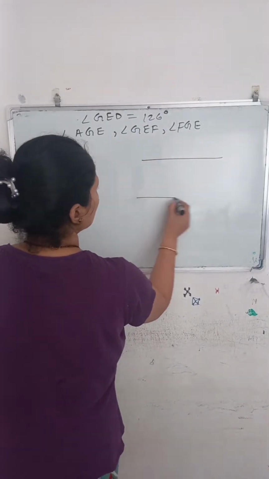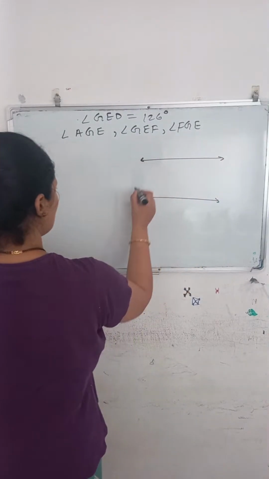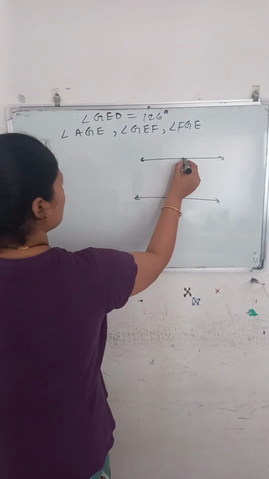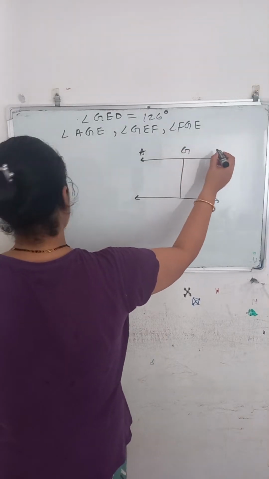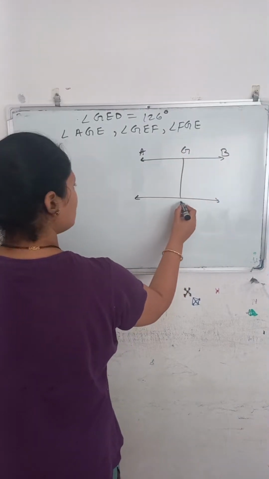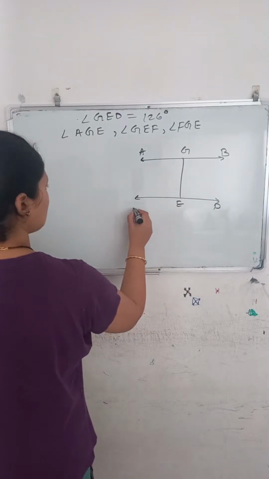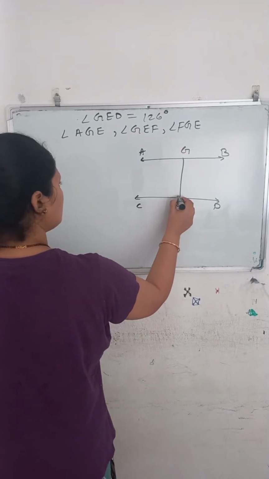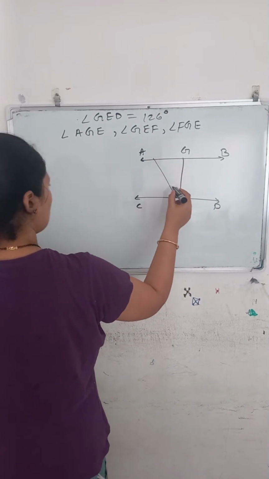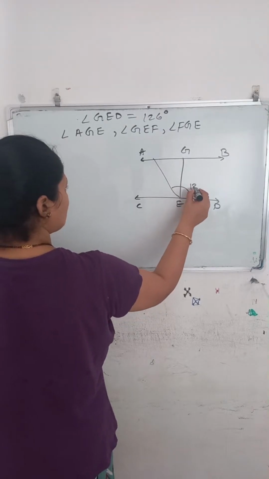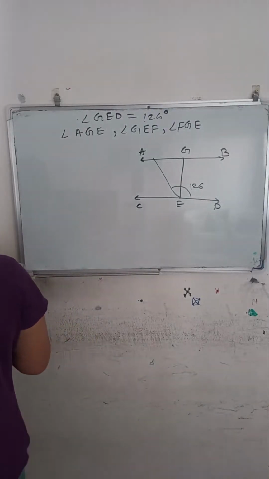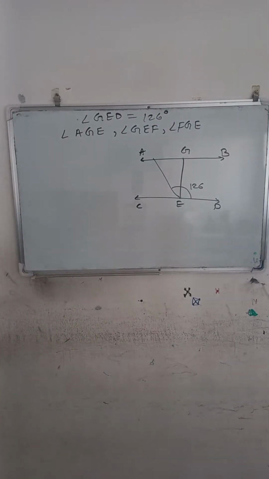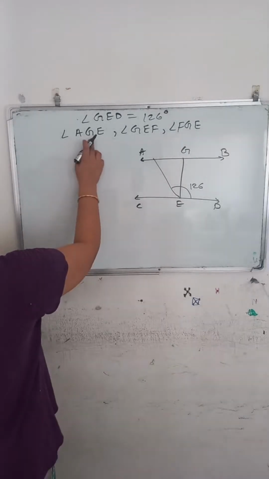And the given figure is this. I hope you all are drawing the diagram along with me. This is A, this is G, this is B, this is E, D, C. So this is what they join here, and this entire angle is given as 126. Now we have to find out the angles. So this much is given, and we have to find out here AGE.